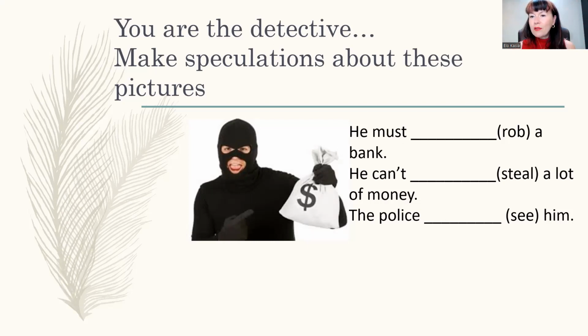So a deduction about the present would be, he must be a robber, yes? He's wearing a balaclava, he's holding a bag with money with a big dollar sign on it. He must be a robber. But about the past, you make deductions about what he did, or what he must have done, okay? So he must rob a bank. He can't steal a lot of money and the police see him.